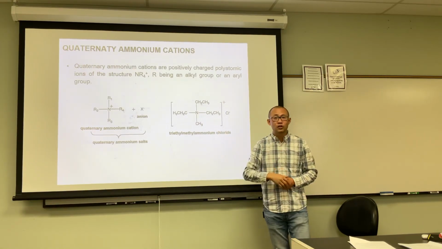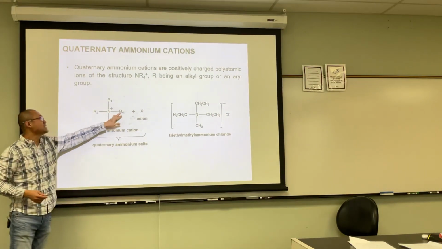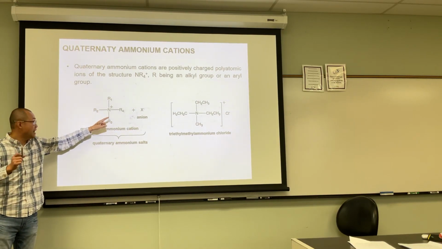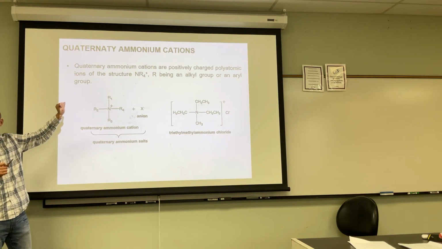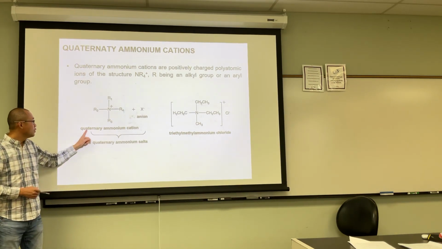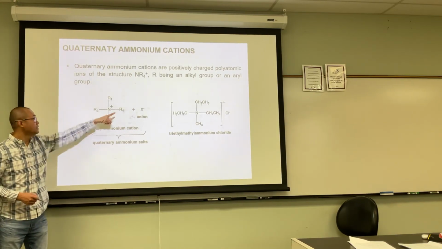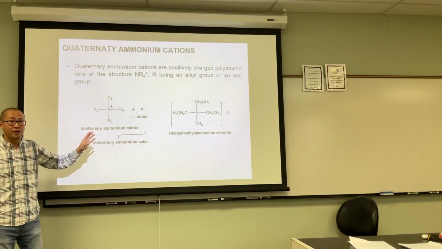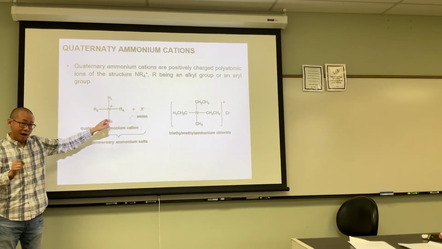But there's a type of molecule in which the nitrogen has 4 groups on it. No hydrogen. None of these are hydrogen. They're all 4 carbon groups. We call these molecules quaternary ammonium ion. Quaternary stands for what? 4. Okay, the difference from the ones we have seen before is none of these groups is a hydrogen. There's no hydrogen on the nitrogen.